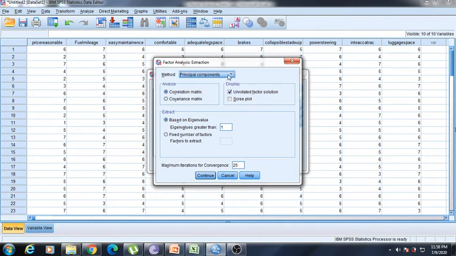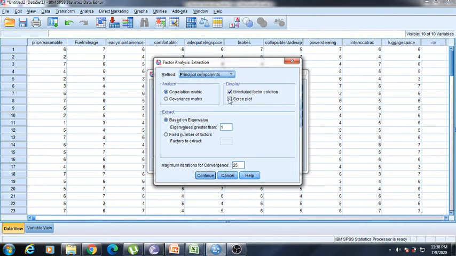In extraction, by default, you can see here the principal component method is there. So in principal component analysis, whatever factors you find out will be different factors. These factors should not be related. But when we want the factors to be related, then we can use principal axis factoring and others. So the most appropriate for different factors is principal components.